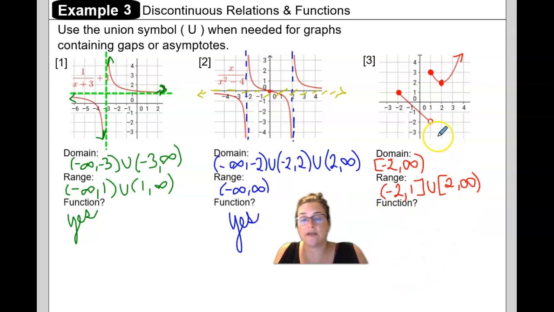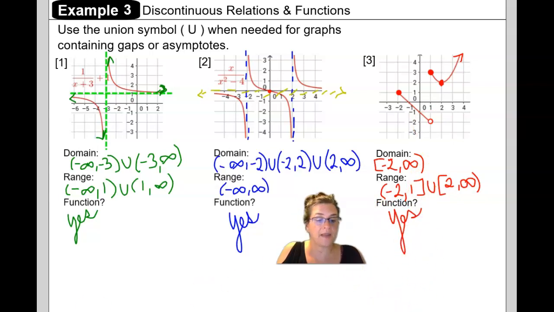Okay, when I go to see if this is a function, I want to see if it passes the vertical line test, and the only place that would be any concern for the vertical line test is here at x equals 1, but because the only point that's included is 1, 3. It's open at 1, -2. This does pass the vertical line test, and so yes, this is a function.